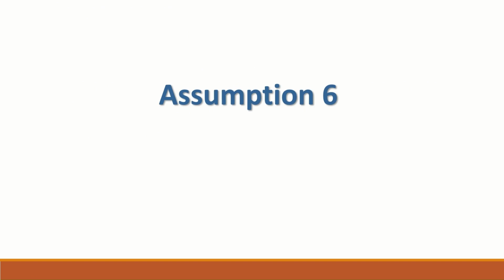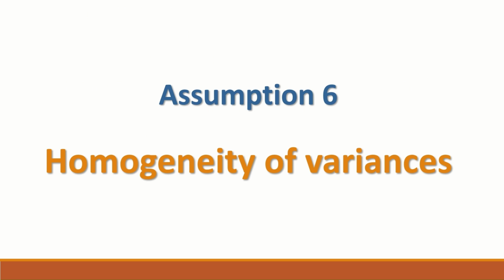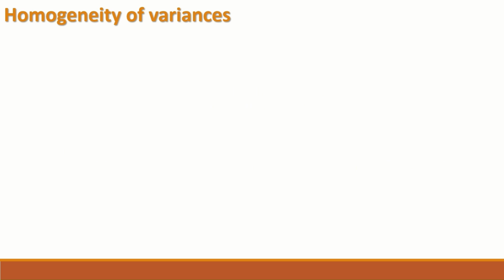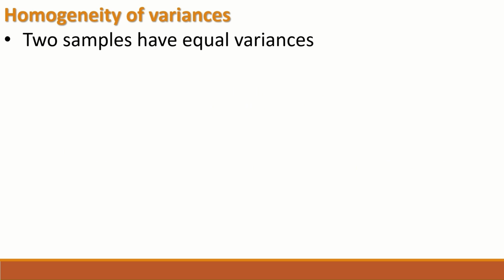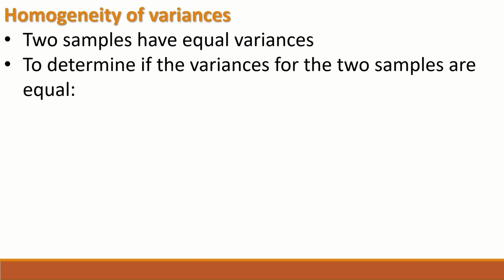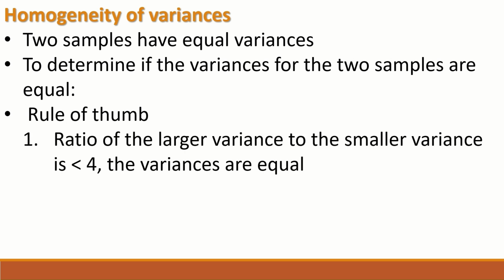Assumption 6 for the unpaired t-test is the homogeneity of the variances. What does homogeneity of the variances mean? It means that the two samples have equal variances. To determine if the variances for two independent, separate, unrelated or unpaired samples are equal, the first way is to use a rule of thumb.